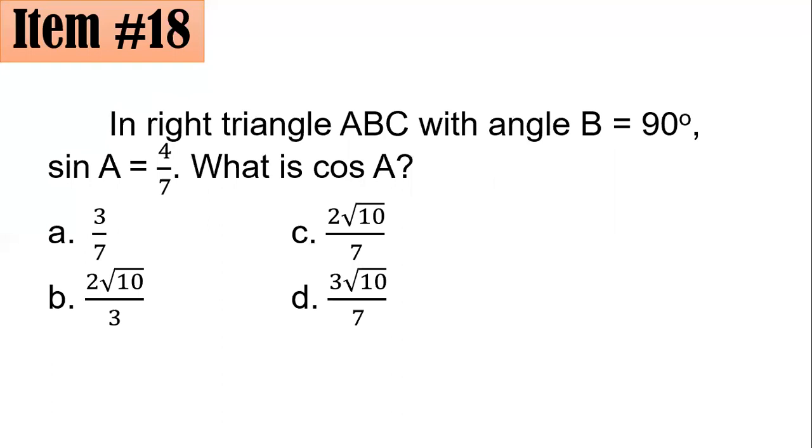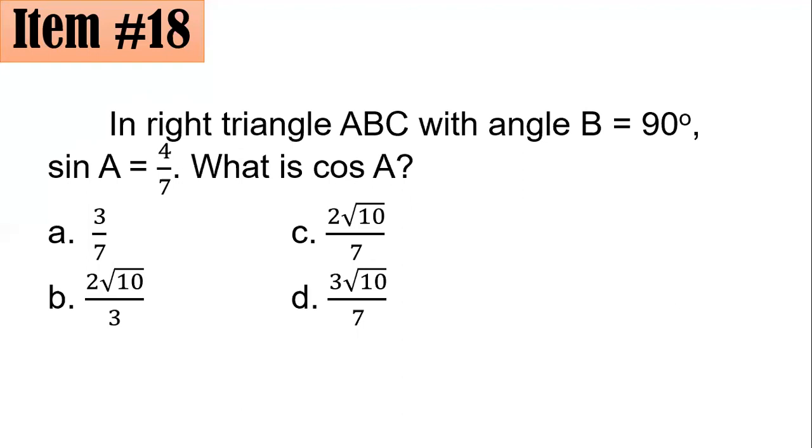Number 18. In a right triangle ABC with angle B equals 90 degrees, sine A equals 4/7. What is cosine A? Is it 3/7, 2 square root of 10 over 3, 2 square root of 10 over 7, or 3 square root of 10 over 7?